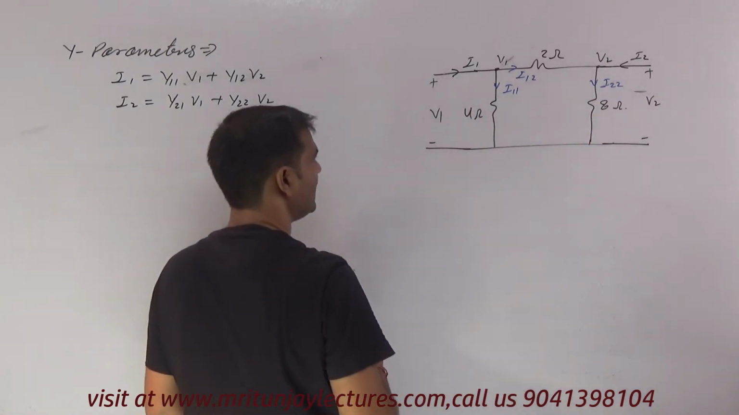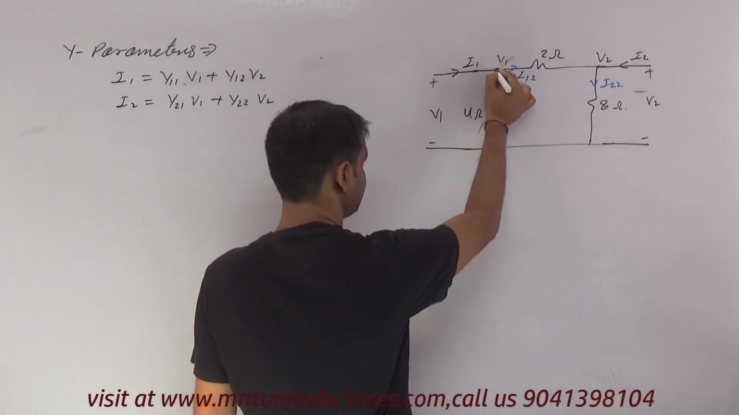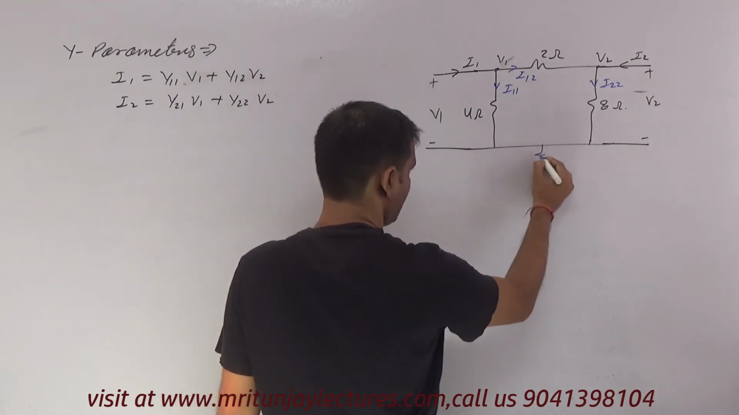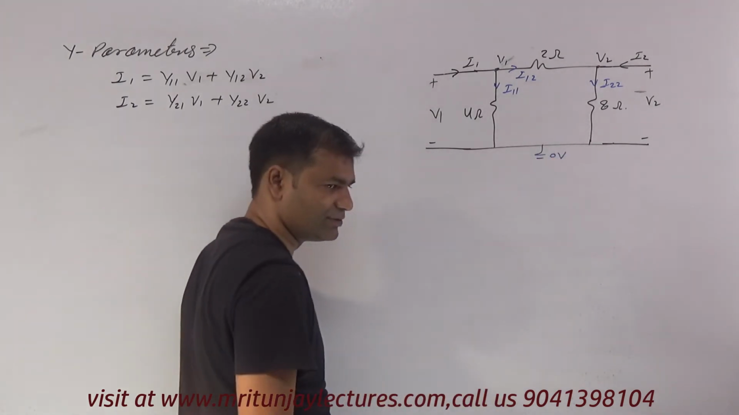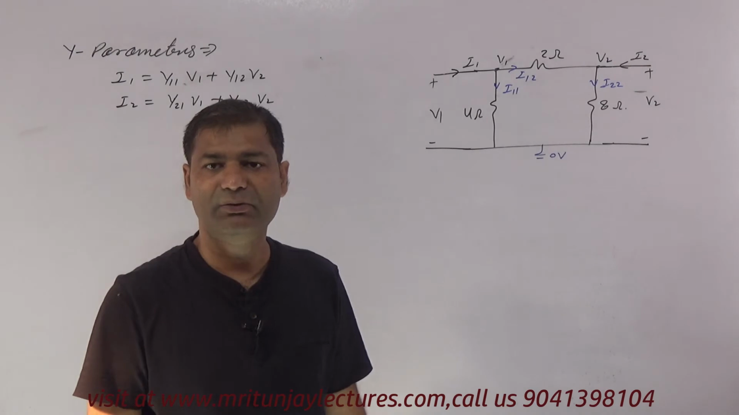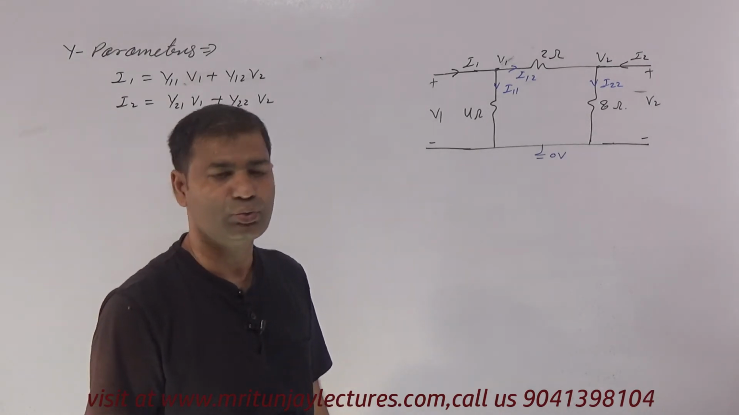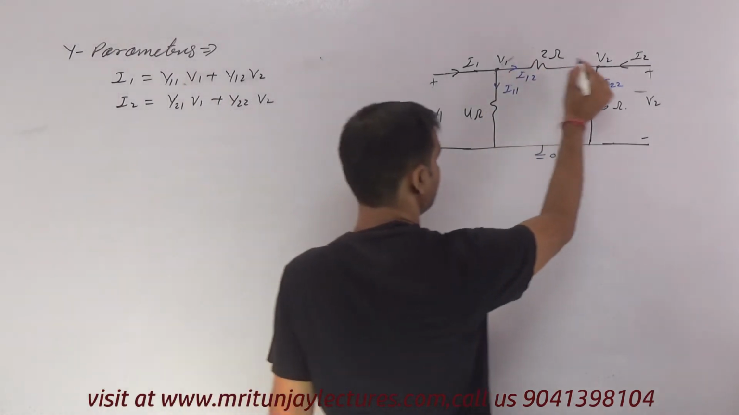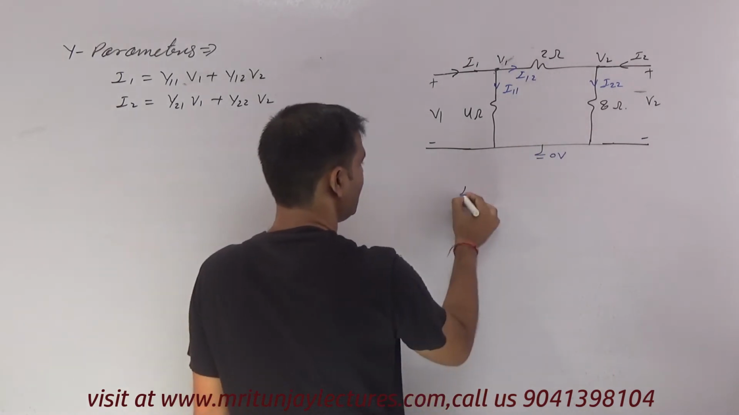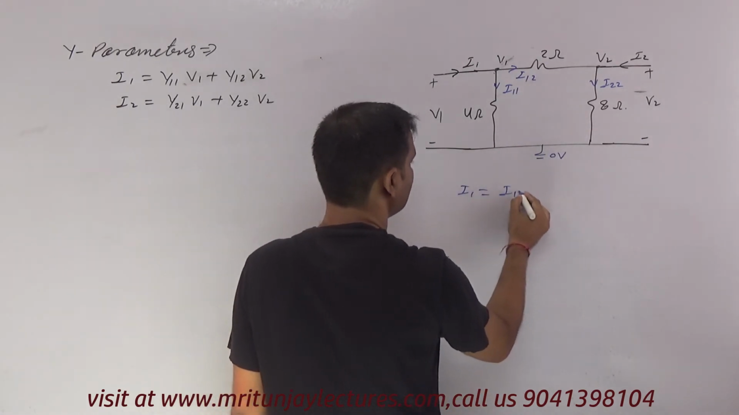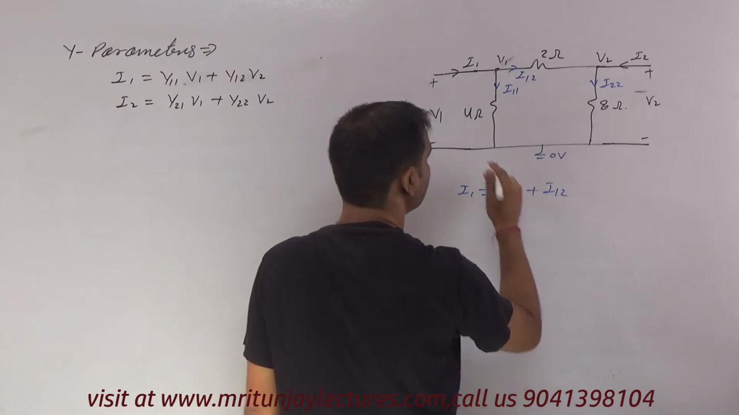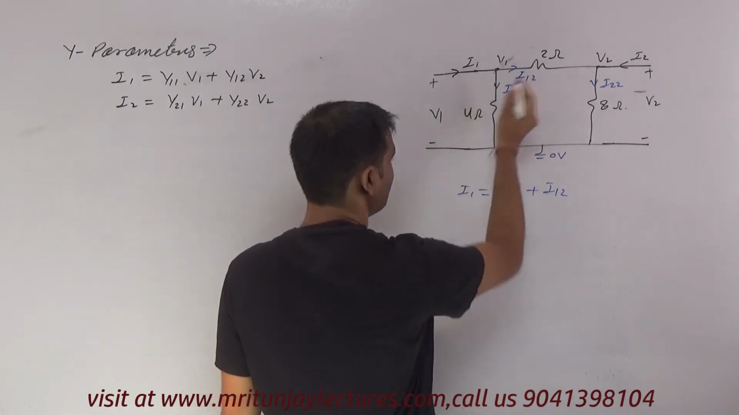Okay, now apply KCL at node 1, and this one is considered as the reference voltage. Apply nodal analysis at node 1 and node 2. This is node 1 and this is node 2. I1 is written as I11 plus I12. Very simple: incoming current is equal to outgoing current.